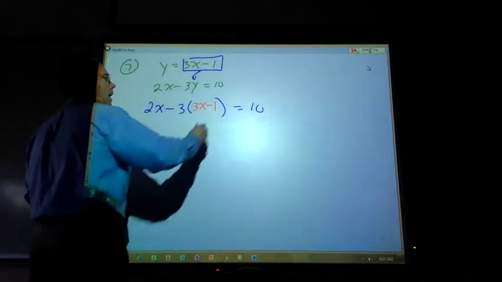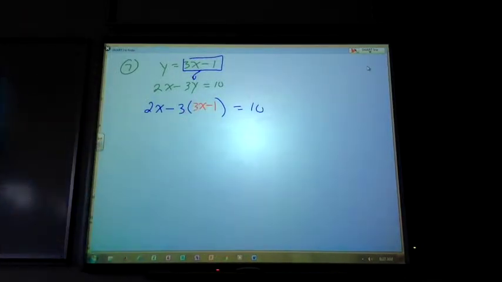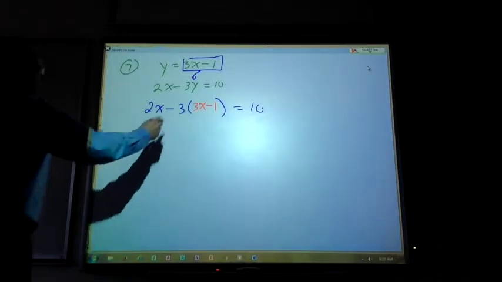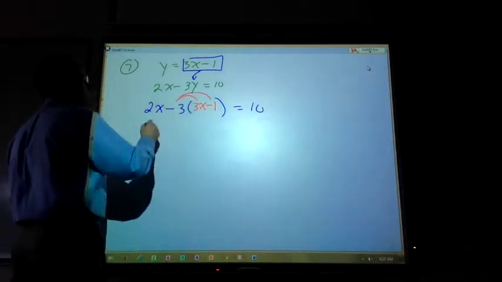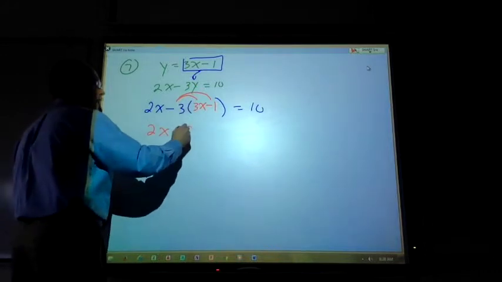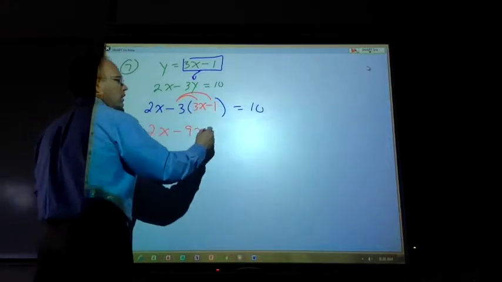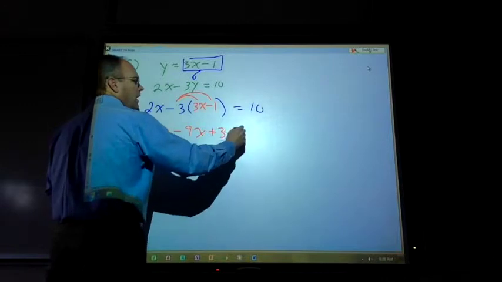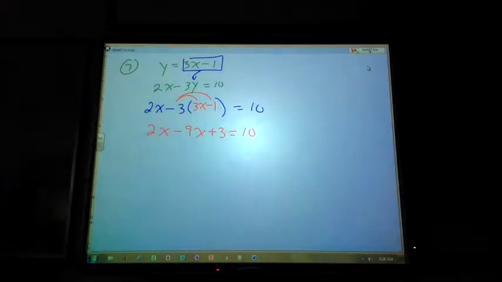Perfect, 3x minus 1. Now, guys and girls, a big error that's made a lot of times with distributing is you forget to bring the negative along with it. Do I have a negative number being distributed up here? Yeah. And what is my negative number being distributed? Negative 3, very good. So that's going to be distributed here and here, so I get 2x. Make sure you watch the signs. I got negative 3 times 3x is negative 9x, and negative 3 times negative 1 is positive 3. And I get that to be equal to 10. Do you agree with those signs?